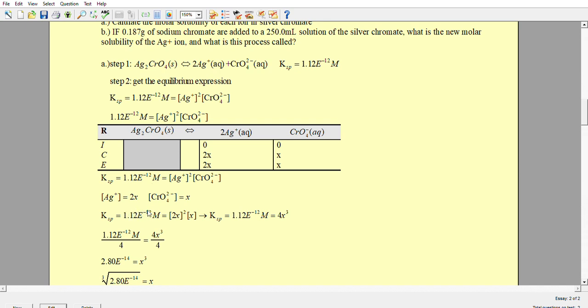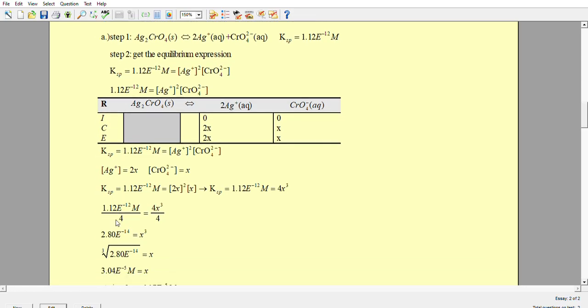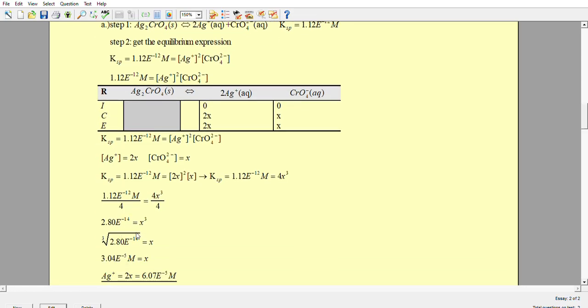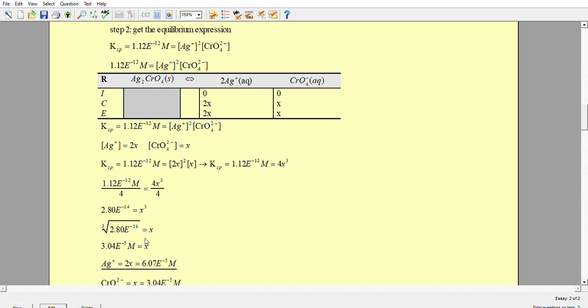And so now what I have is that KSP is going to be equal to (2x) squared times x. Now that square term is going to make this a 4x squared times x, and I'm going to have 1 times 10 to the negative 12th equals 4x cubed. I'm just going to solve for x. I divide both sides by 4, and that gives me this. And then I'm going to take the cubic root. If you wanted to, you could use the 1/3 power. Doesn't matter. All the same. And so I get the value of x.